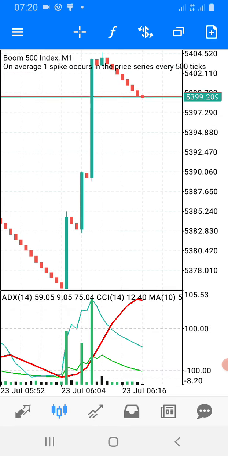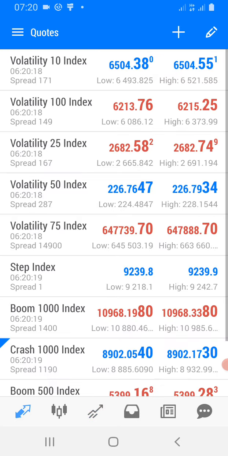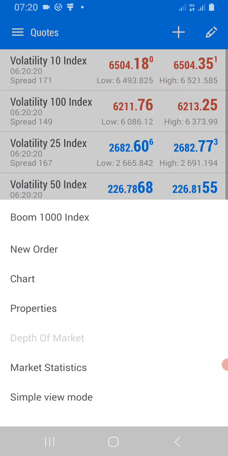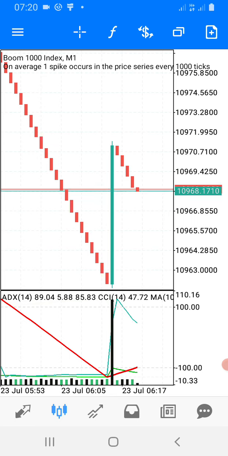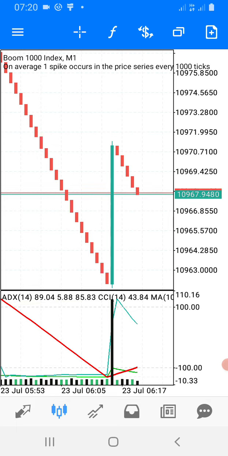You can see that Boom 1000 that I traded, it was on a loss of about $4.5, but because I know it was going to spike, I was very sure, I waited and it spiked. How did I know it was going to spike? Practice, experience. I've been doing this, guys.